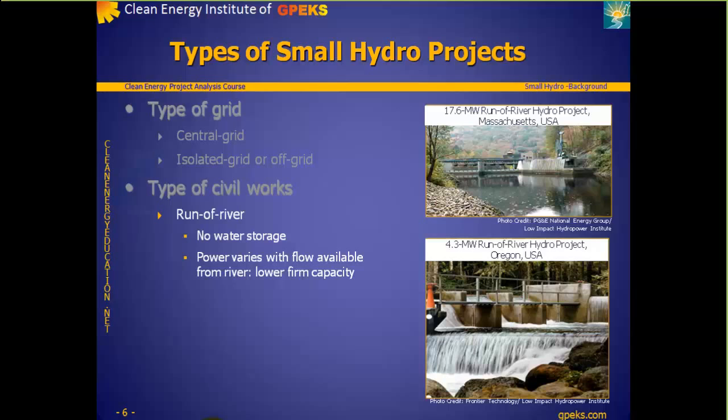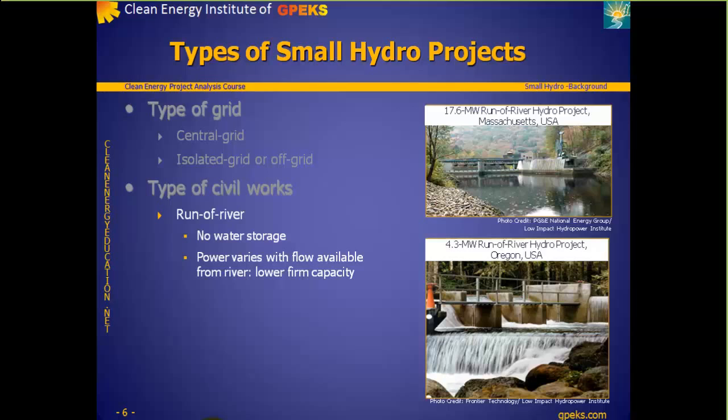Because of this, run-of-river systems are most appropriate for operation on a central grid or large isolated grid, in which other generators can compensate for variation in the hydro plant's output. On small isolated grid or off-grid applications, either the minimum usable flow in the river must be sufficient to power the peak load, or supplemental power generators will be required.